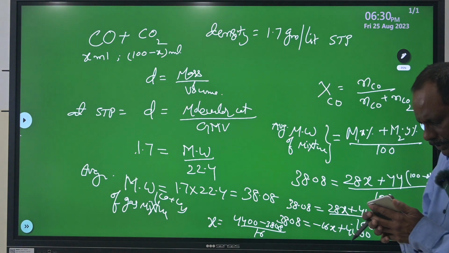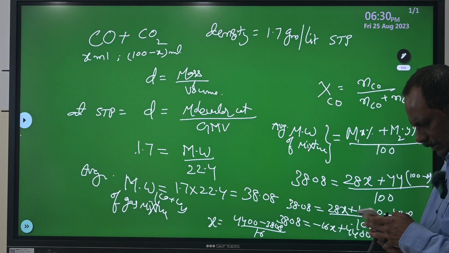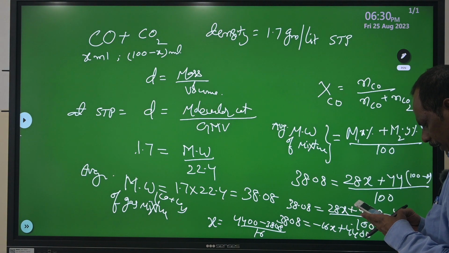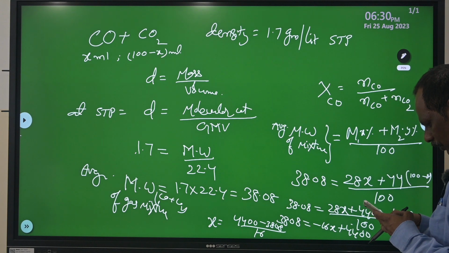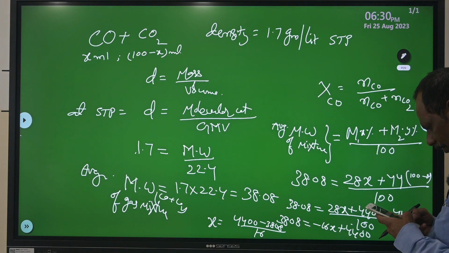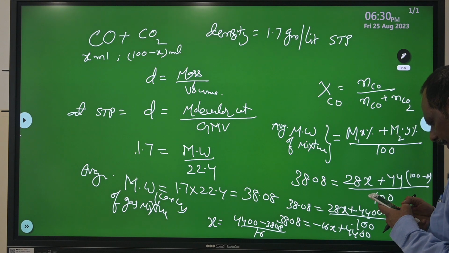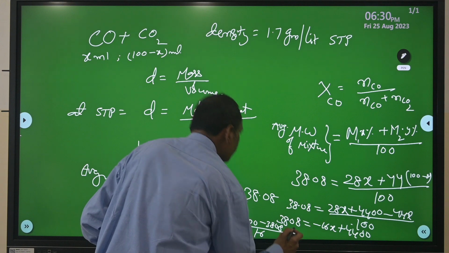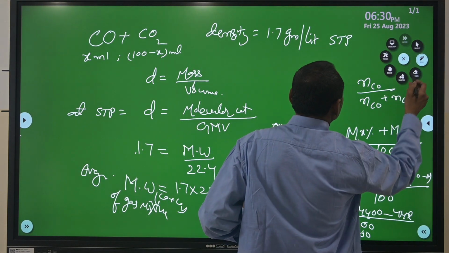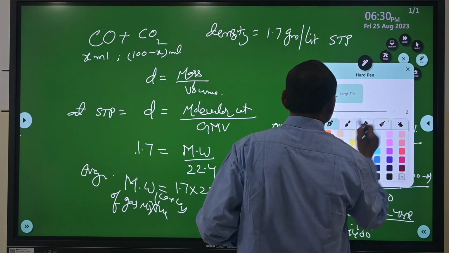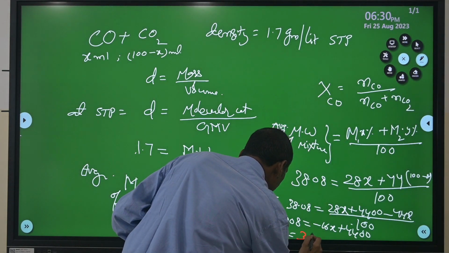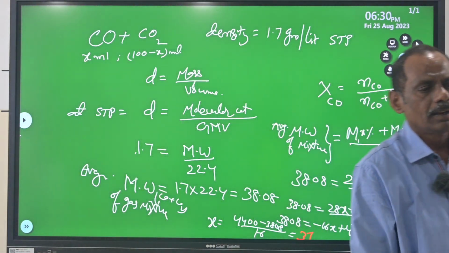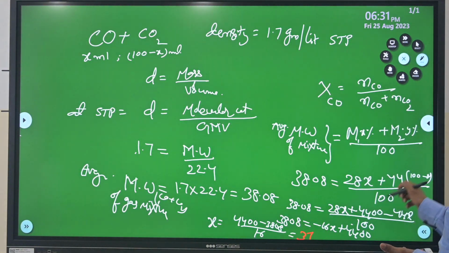That value is 4400 minus 3808, that divided by 16, so that is 37. What is 37? The mole fraction of carbon monoxide is 37.